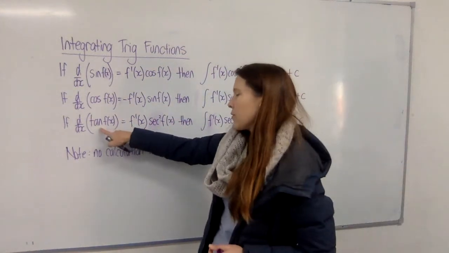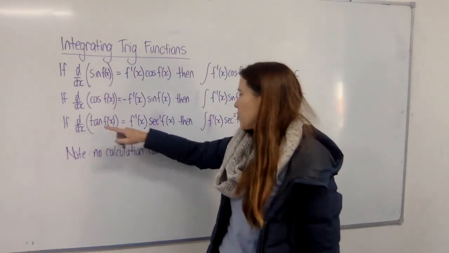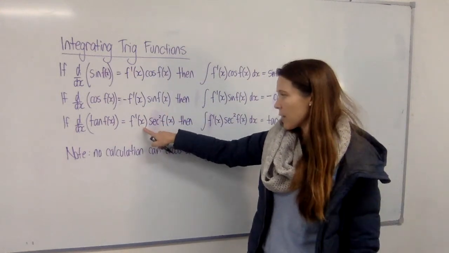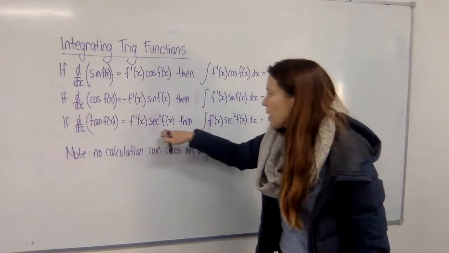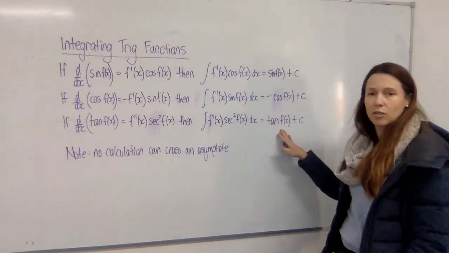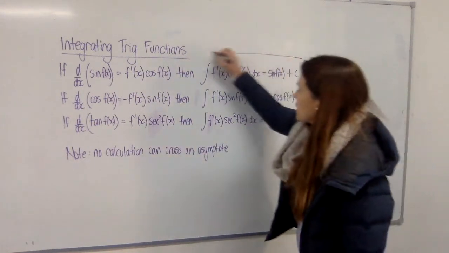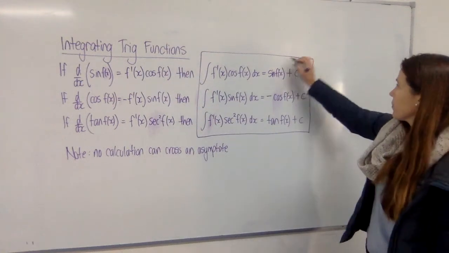The last one, if we differentiate the tan of a function, we get f dash x out the front, and then we get sec squared of that function. So obviously integrating that exact same thing, we get back to where we started. So these are the formulas that we're using today.